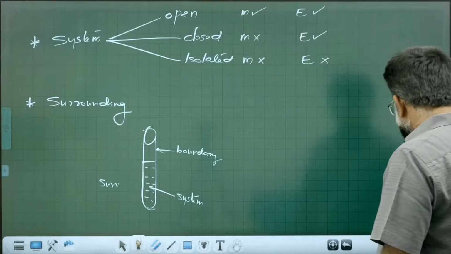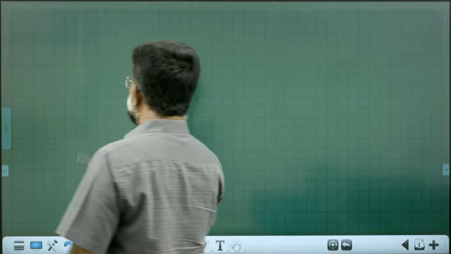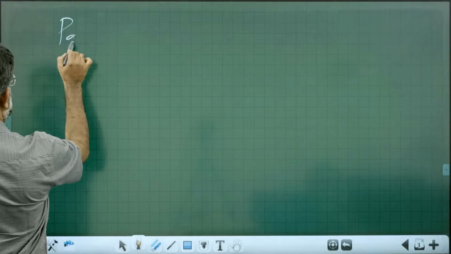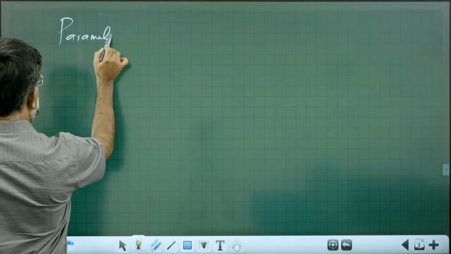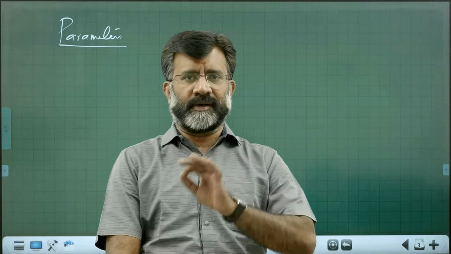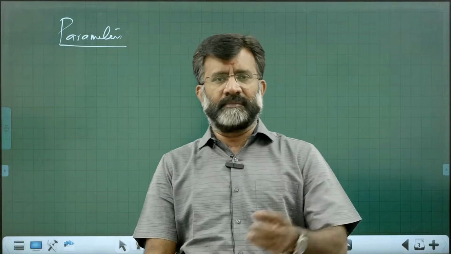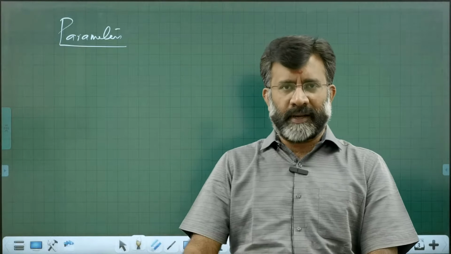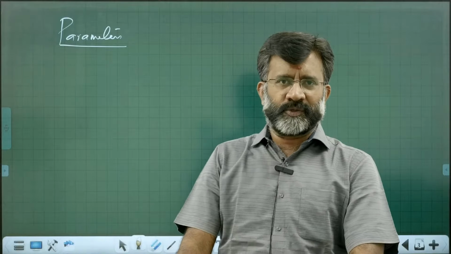Now, more on to the detail. What is meant by parameters? Parameters means measurable properties. Pressure, volume, mass, temperature, all these are called parameters. And in parameters, there are microscopic parameters and macroscopic parameters, that is, microscopic properties and macroscopic properties.